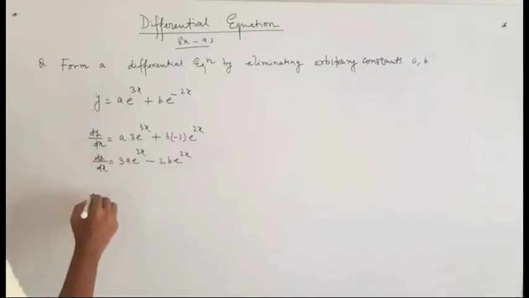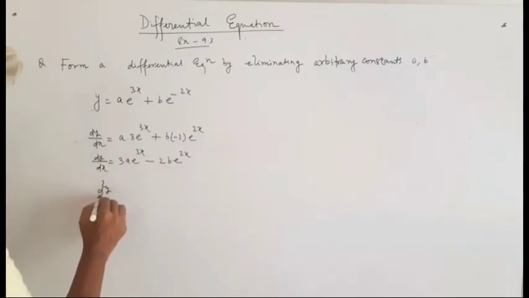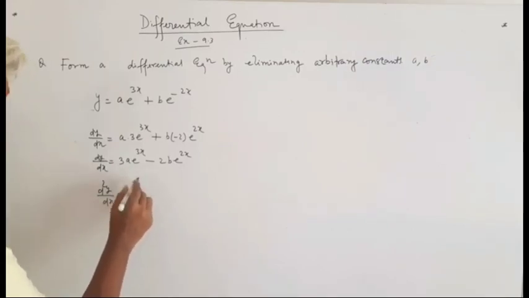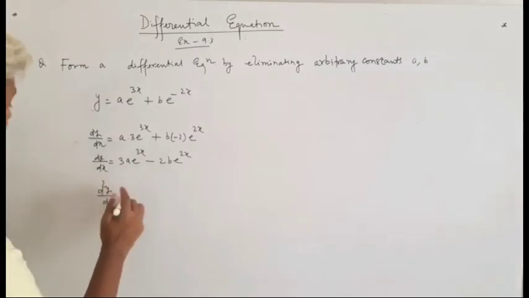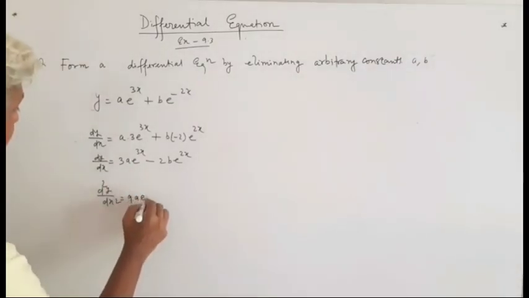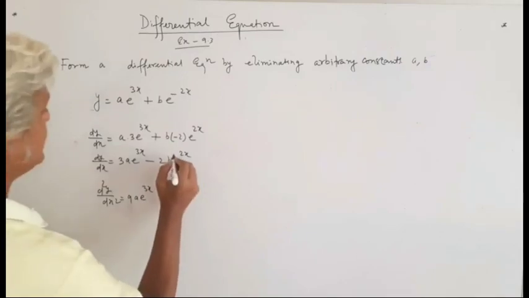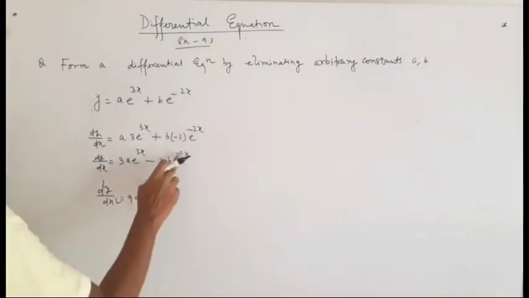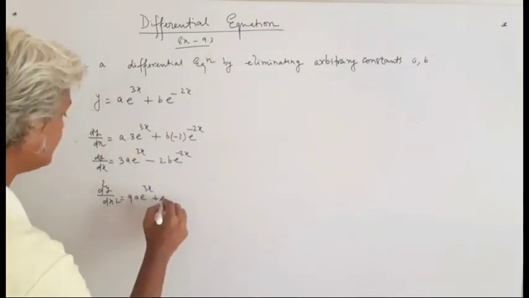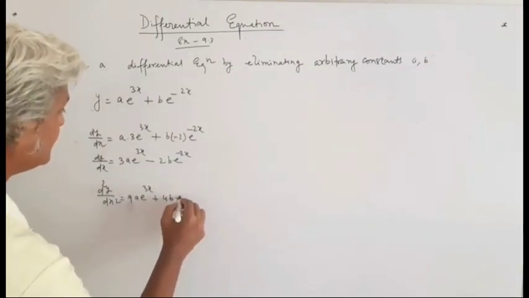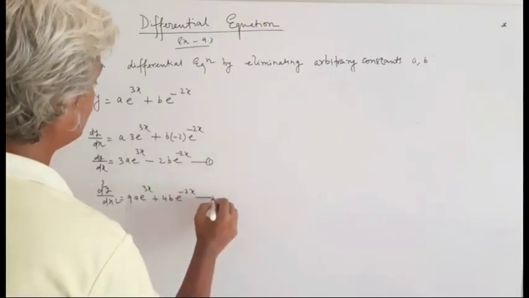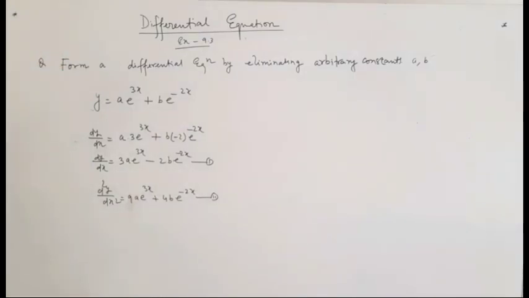Now differentiate this again. So d square y over dx square becomes 9a e to the power 3x, since 3 comes again. This also gives minus 2x, sorry, minus 2 times minus 2, which will again give minus, and this becomes plus 4b e to the power minus 2x. So this is equation 1, this is equation 2, and now we have to form the differential equation.